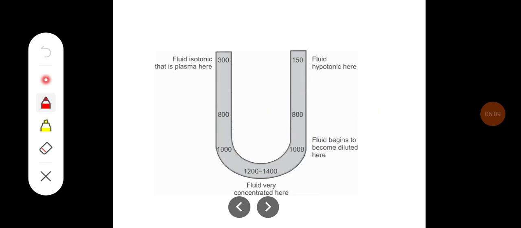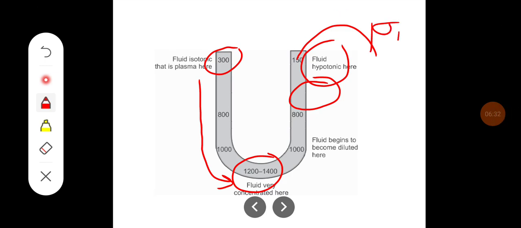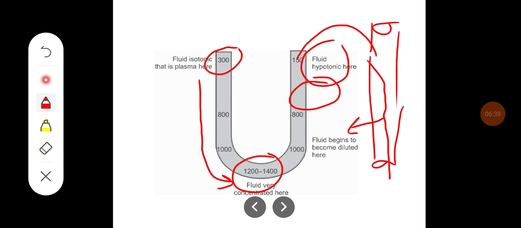See, here you can see the isotonic plasma enters, and as it reaches the tip of the loop of Henle, it reaches the concentration of 1200 to 1400, and because of the reabsorption of solutes like sodium, chloride and potassium, it again becomes hypotonic. But when it reaches the collecting duct, a lot of the water is reabsorbed, and this hypotonic fluid becomes hypertonic and it is excreted by the kidney.